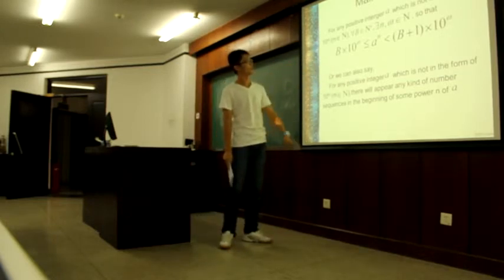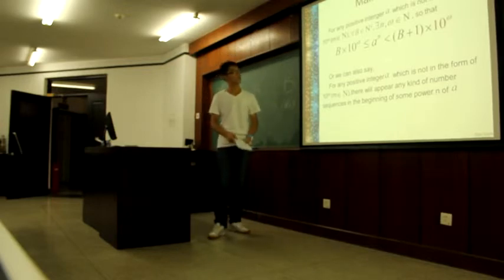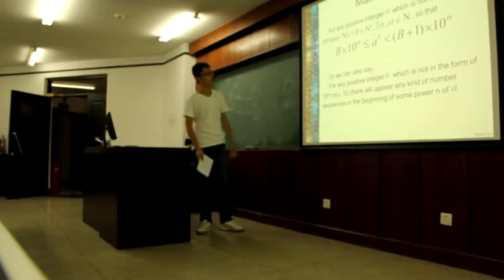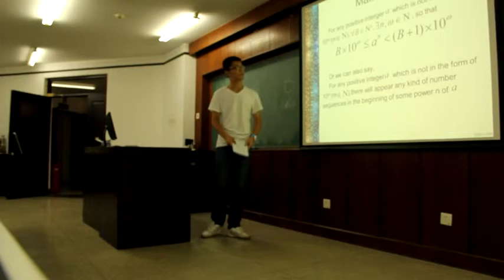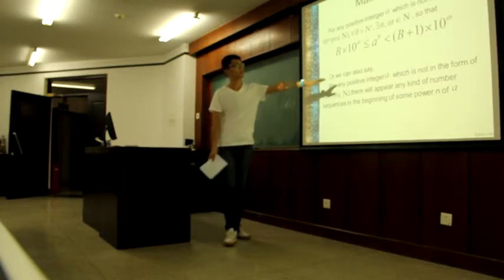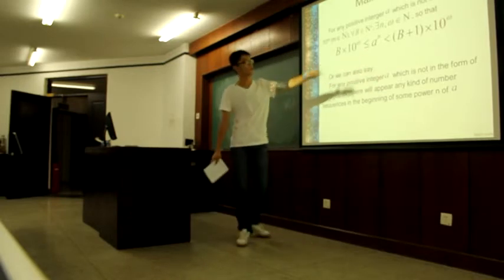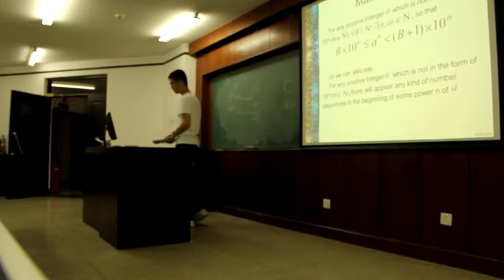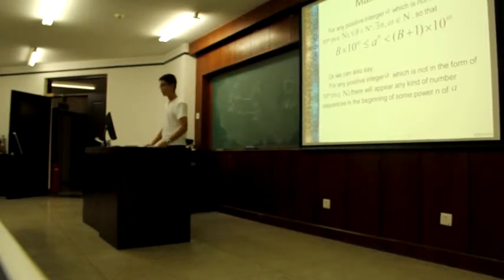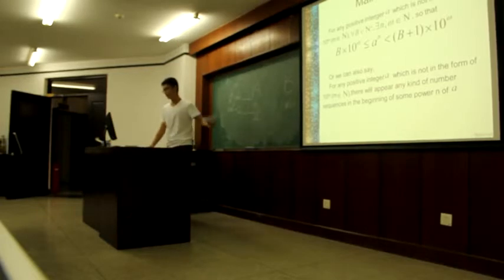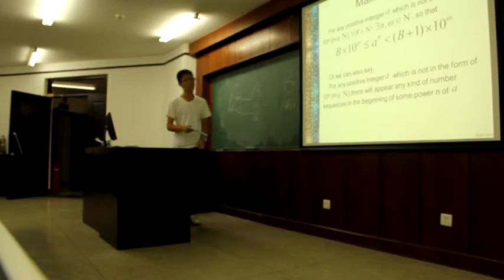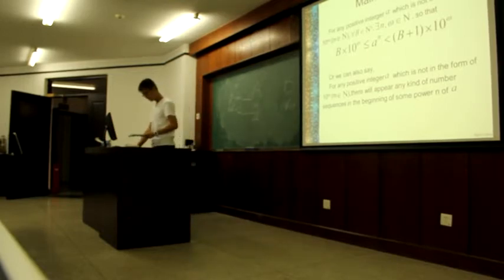So my main result is: for any positive integer a which is not in the form of 10 to the n, for any b which is some number sequence, there must exist n and omega, which are natural numbers, that satisfy this equation. Also, we can say for any positive integer a which is not in the form of 10 to the n, there will appear any kind of number sequence in the beginning of some power n of a. Now let's prove it.